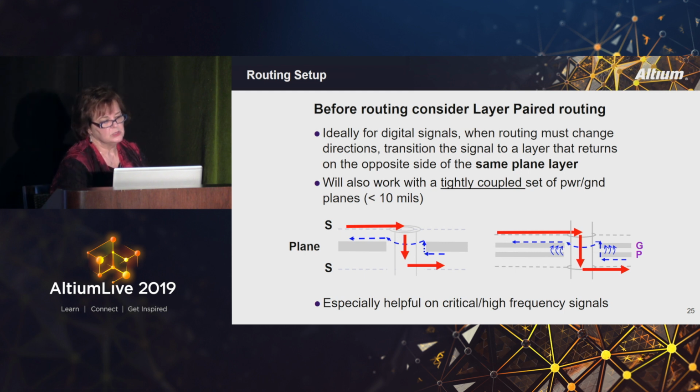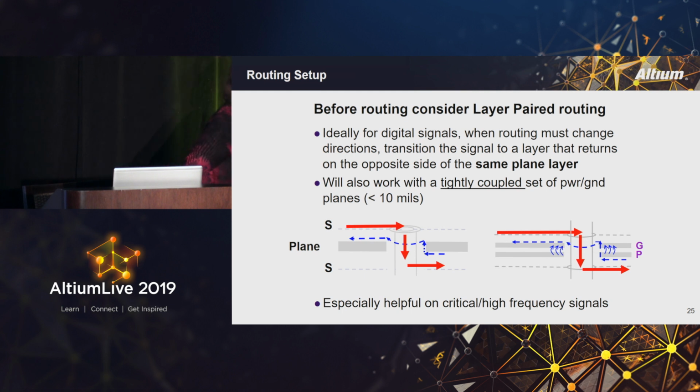Earlier, now we're getting into routing a little bit, I mentioned layer paired routing. Ideally, for digital signals, when the routing has to change directions, they should transition the signal to a layer that returns on the opposite side of the same plane. So that means if you have a signal that's referencing a plane, let's say it's ground, then when you want to change directions, if it's going east-west here and you need to go north-south, then you take that signal down to the other side of that layer.